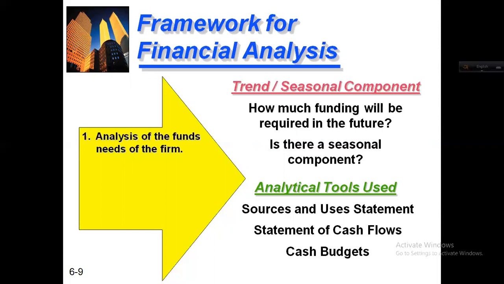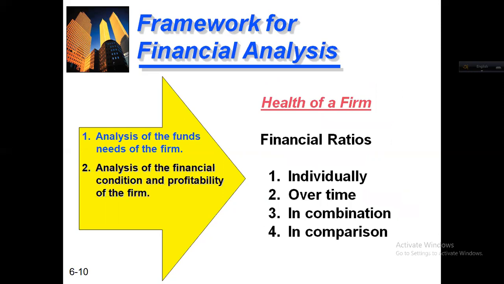In analytical tool use, there are different types of tools used to measure the trend analysis. Number one is sources and uses statement. Number two, statement of cash flows. And number three is cash budget. Analysis of the firm's needs of the firm. Number two, analysis of the financial condition and profitability of the firm. So these are the two things that are analyzed.